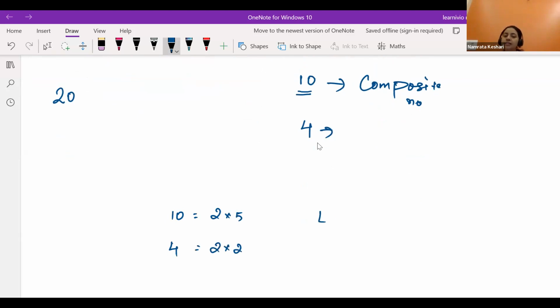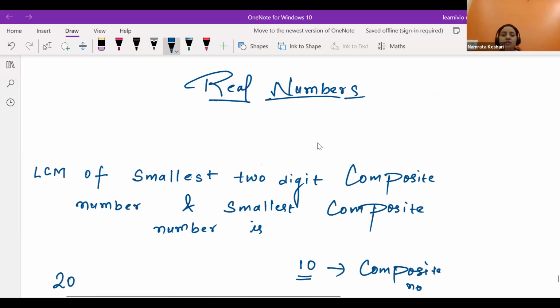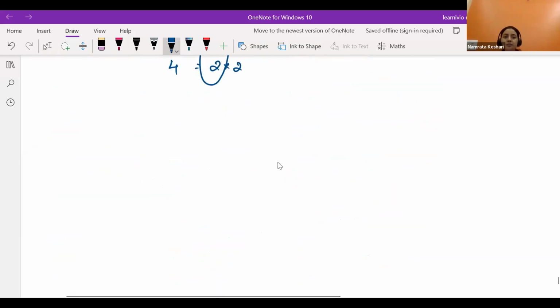While finding the LCM, first we write the common factor. Here 2 is the common factor, so 2. Now forget about it. Take the remaining terms, because after that there is no other common factor. So 5 into 2, and the LCM is 2 times 5 times 2, which is 20. 20 is the correct answer. So let's proceed.